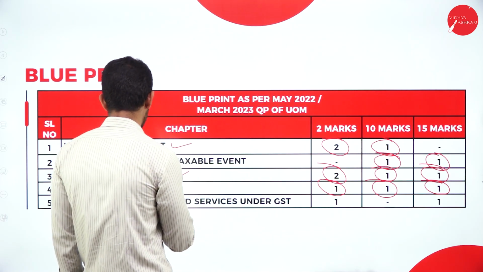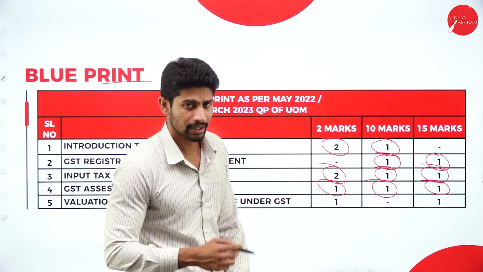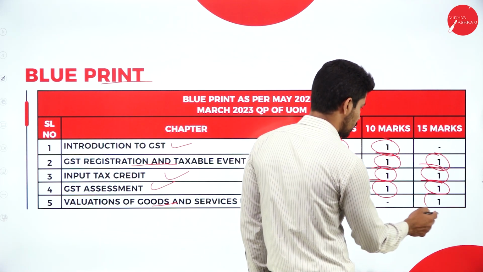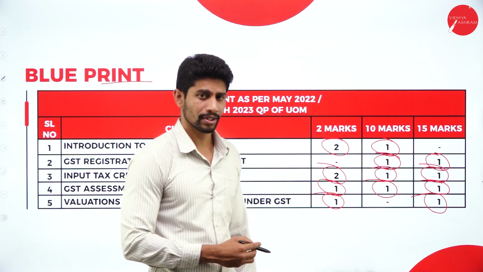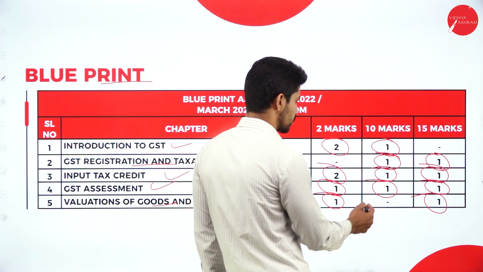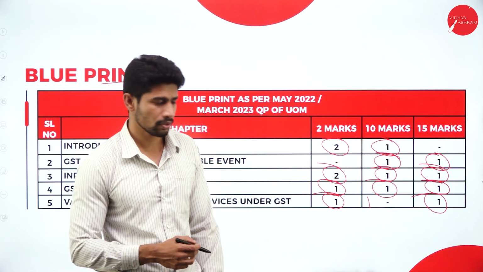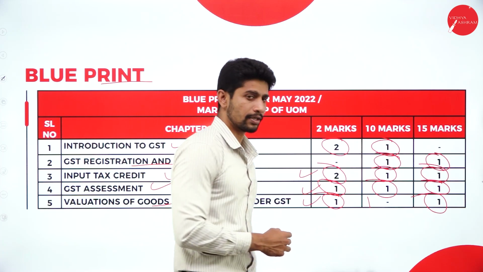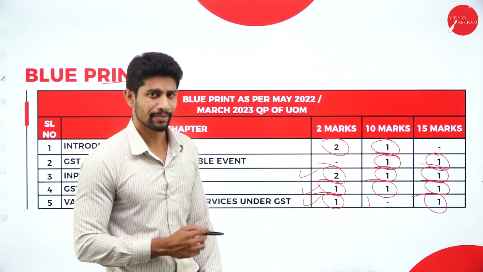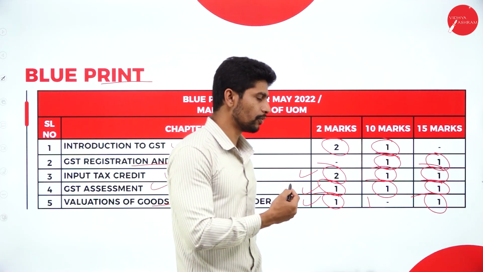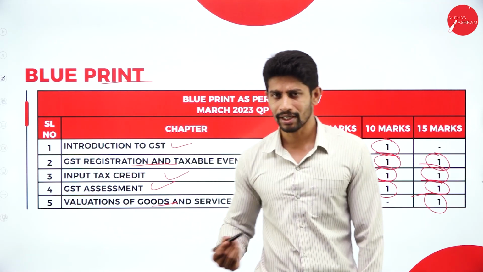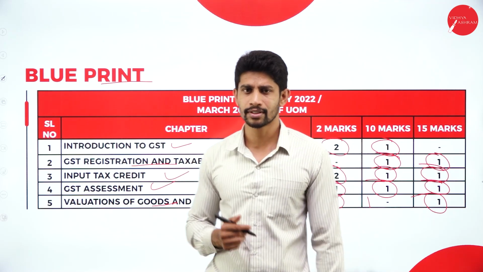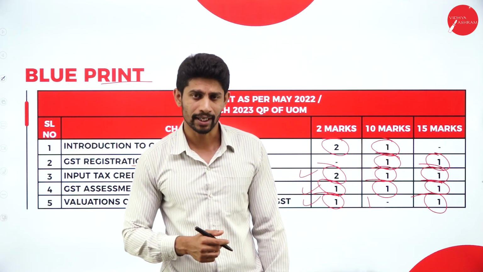And the last unit, that is valuation of goods and services under GST. For 2 marks, they might ask one question, and for 15 marks, he will be asking one question. And also, if possible, they might ask one question for 10 marks also. So these last 3 units, unit number 3, unit number 4, unit number 5, are very much important from the viewpoint of your examination. This is your blueprint for the main exam for this particular subject, the subject called GST Law and Practice.